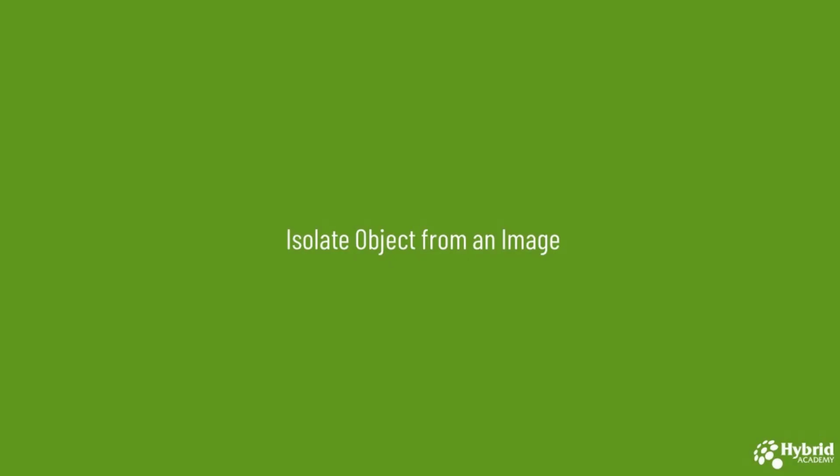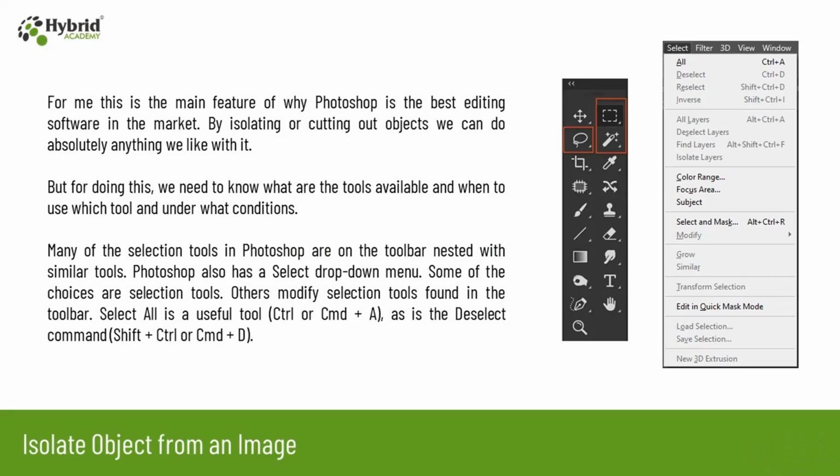So first, let's see how to isolate object from an image. For me, this is the main feature of why Photoshop is the best editing software in the market. By isolating or cutting out objects, we can do absolutely anything we like with it. But for doing this, we need to know what are the tools available and when to use which tool and under what conditions. Many of the selection tools in Photoshop are on the toolbar, nested with similar tools.